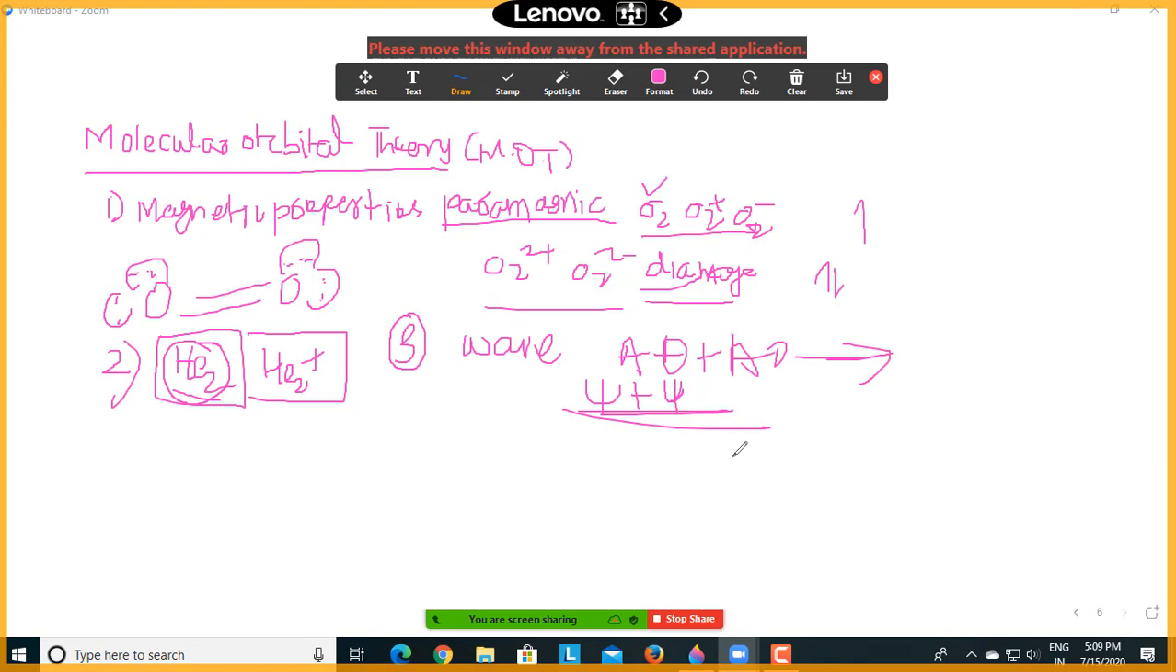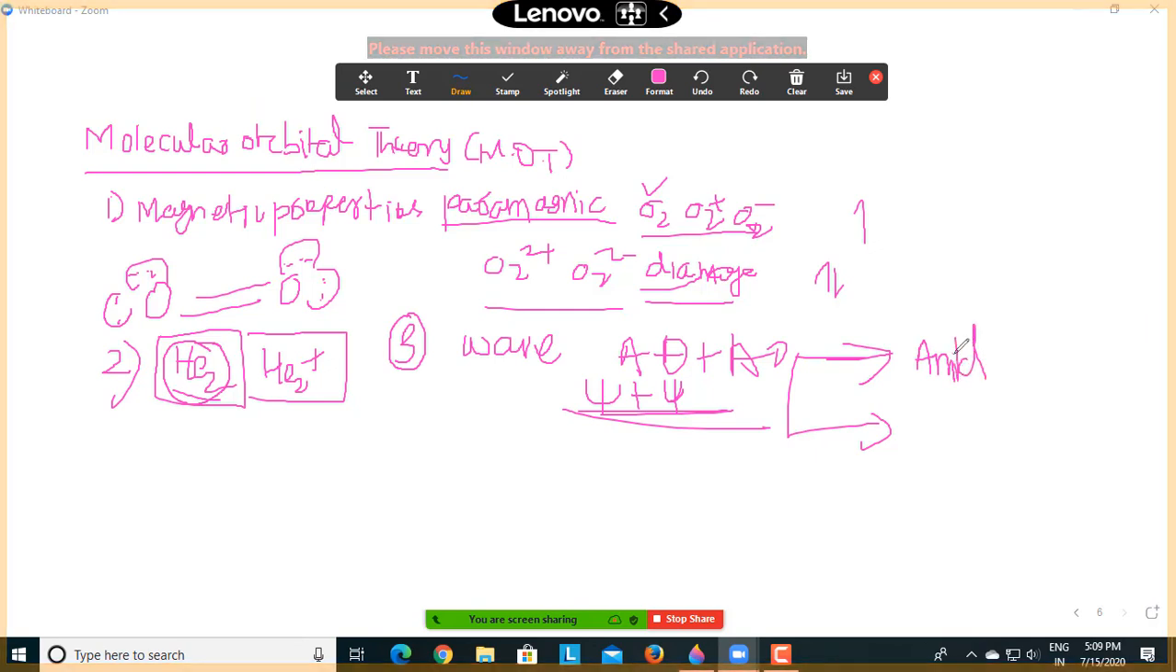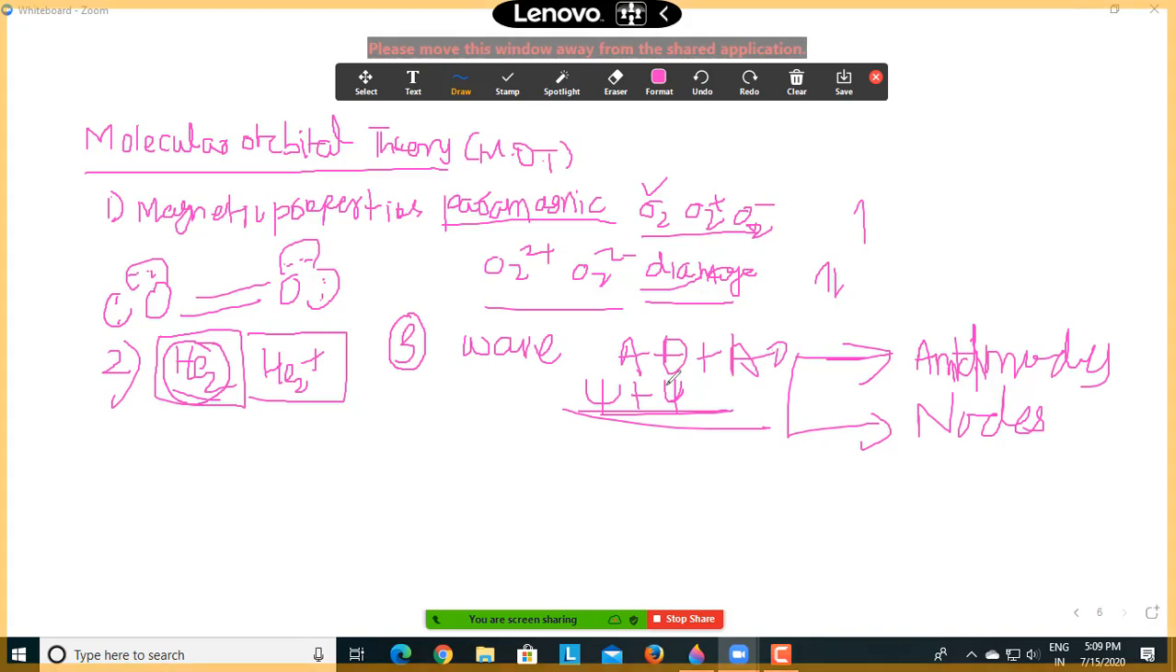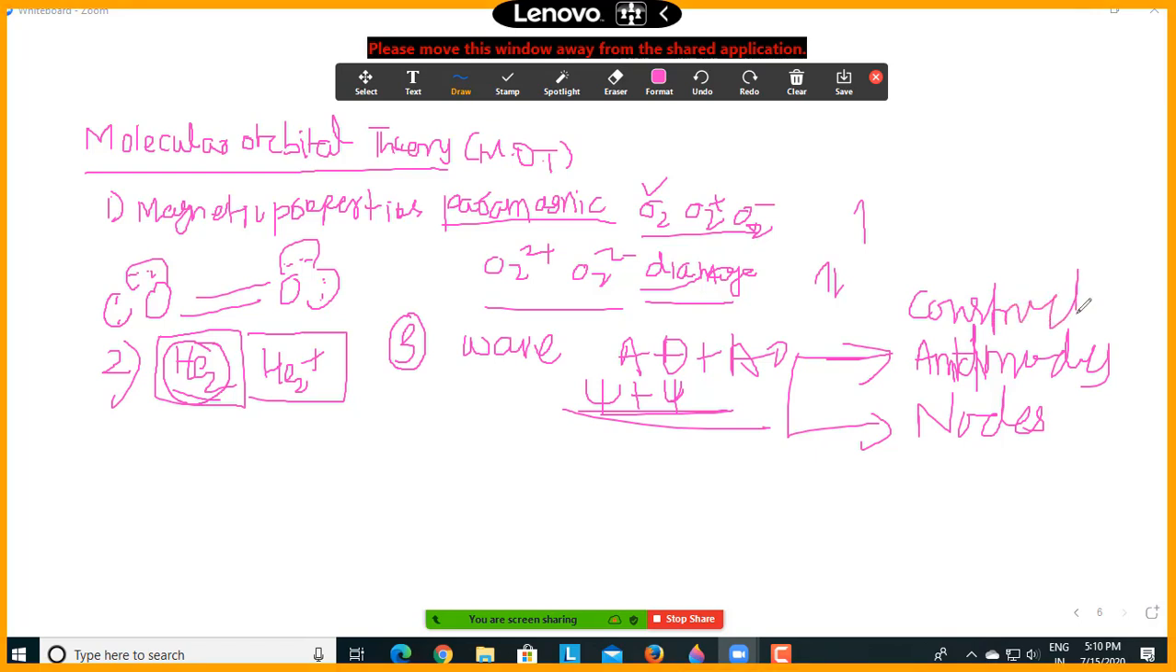But actually, if two electron waves are mixing, there are two types of mixing. One is mixing showing a maxima and the other is mixing showing a minima. Maxima is known as antinodes, and minima gives nodes. So whenever electrons are mixed together, they mix constructively, meaning constructive interference. Electron mixing is known as interference of waves. That is there in the wave motion chapter.